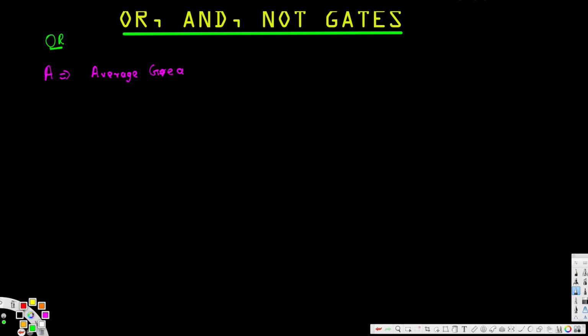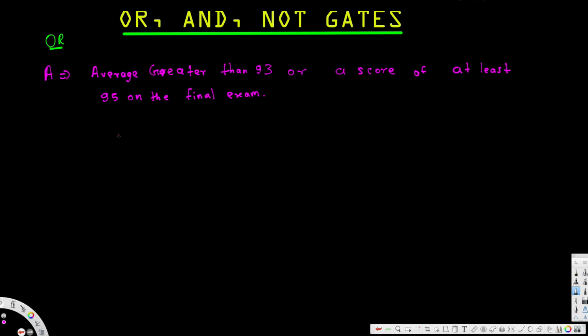Okay, average should be greater than 93, or a score of at least 95 on the final exam. Okay, so if you put the truth table for this statement, let's see A, B, and if you want to get an A, that's A plus B. This is OR. A plus B means A or B. Now let's see.